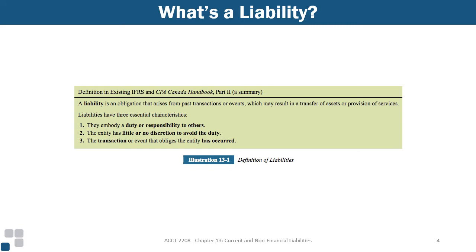And the transaction or event that obliges the entity has occurred, so something has happened. So in the case of unearned revenues, a customer has given you money in advance for doing work. So that transaction has already occurred. Now you either have to do the work or you have to give the money back.